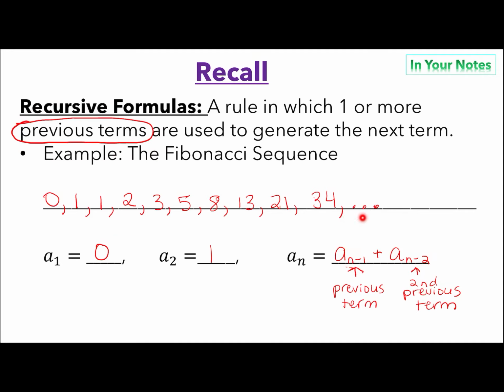We talked about what the Fibonacci sequence is and how we get to the next term, and then how we wrote that as a recursive formula. Remember, we said n minus 1, when you see it's sub n minus 1, that's talking about the previous term, whereas n minus 2 would be talking about the second previous term. So for instance, to get 34, we added 21 and 13. 21 would be the previous term, and 13 would be the second previous term.